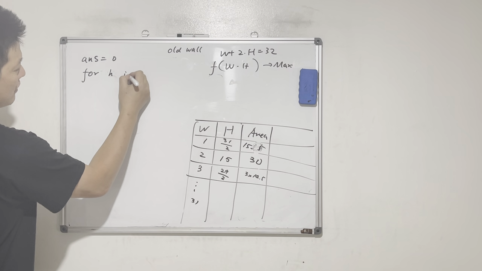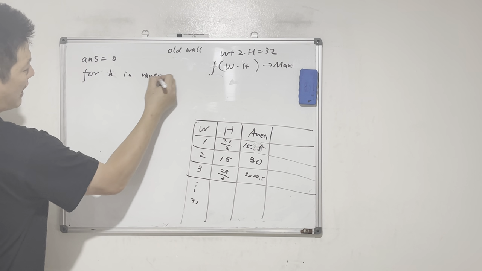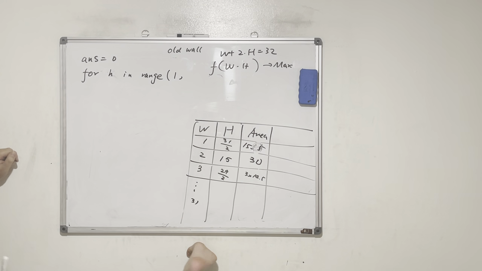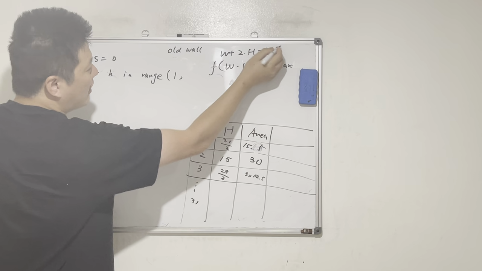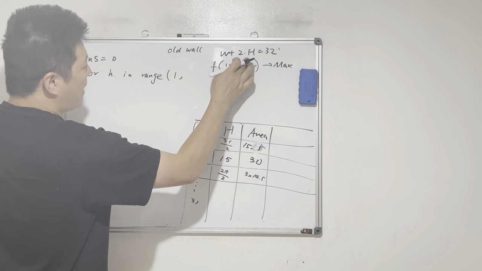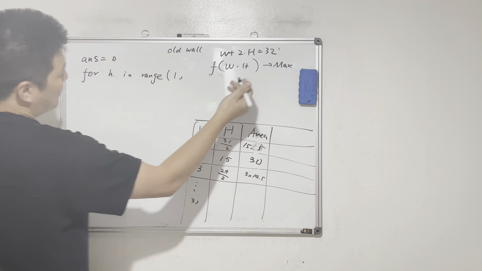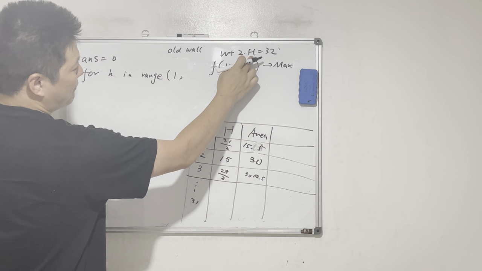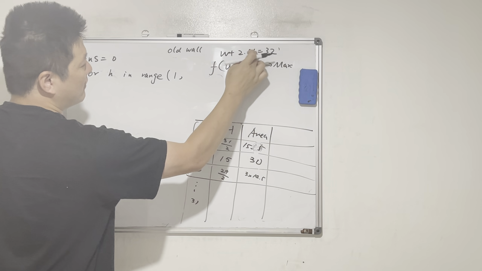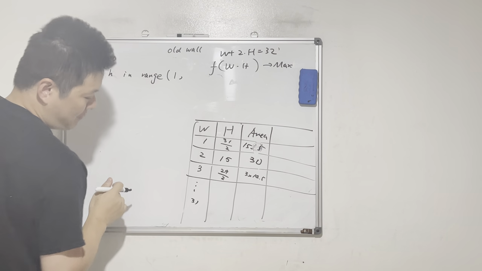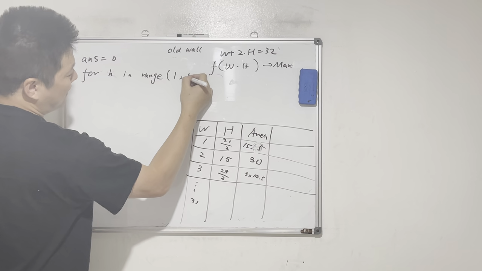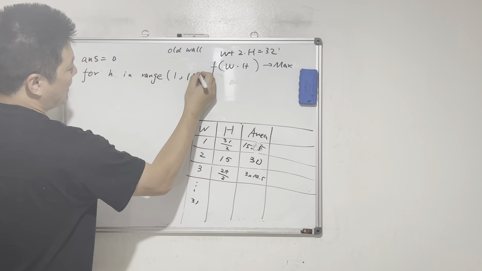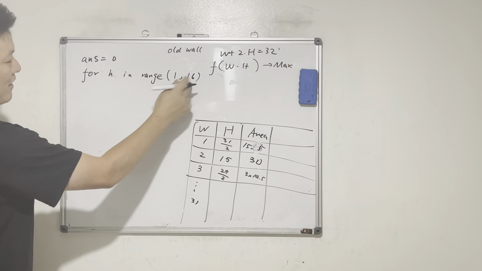For H in range, we start from 1 up to what? Maybe up to 16. You can't be over 16, because if H is over 16, then this will be over 32 and W will be negative. So let's say 16, and the maximum H will be 15.